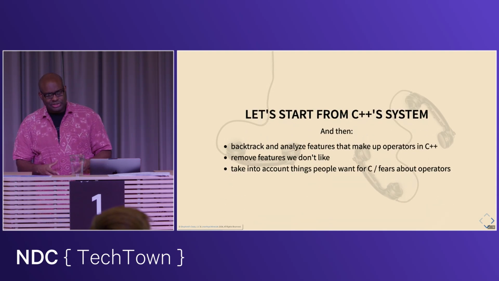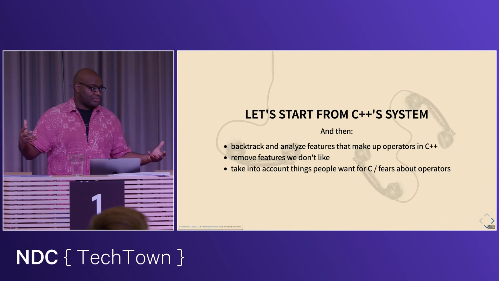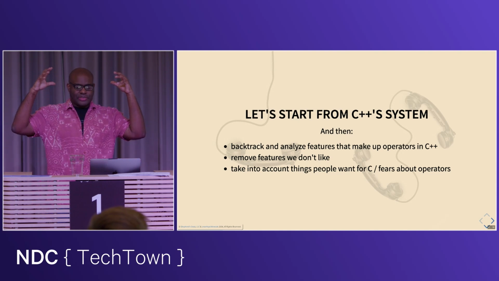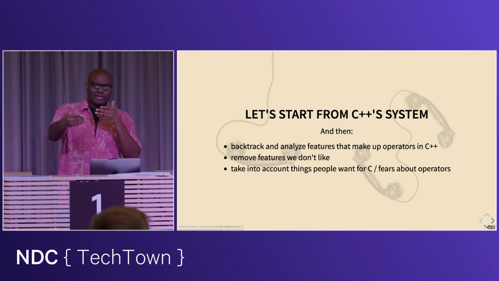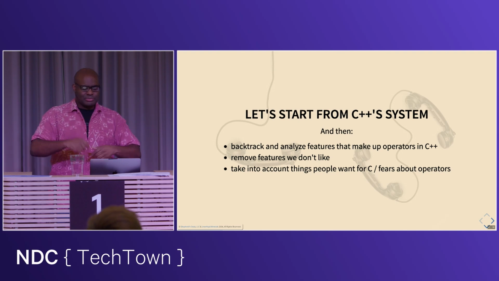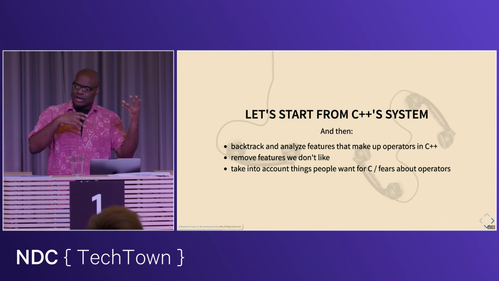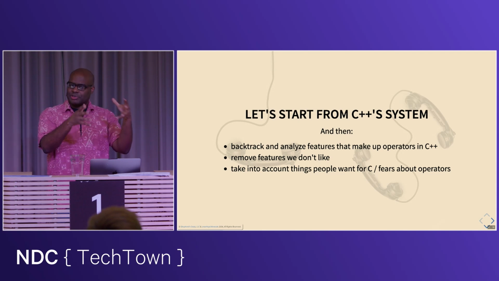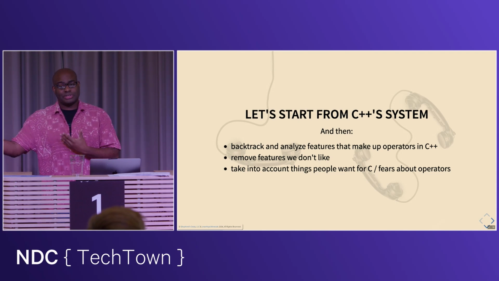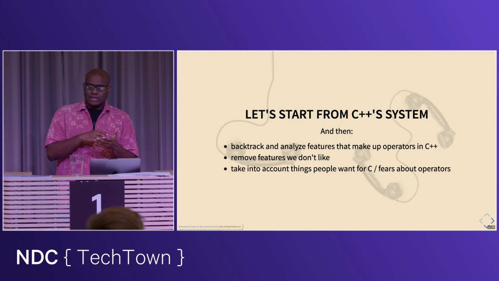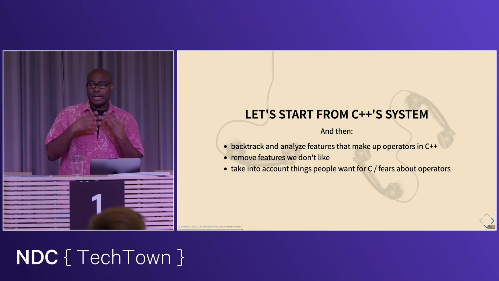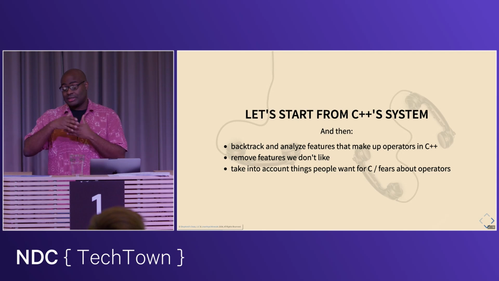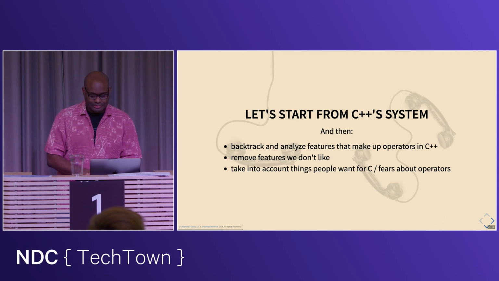And the way this talk is going to be structured is that we're going to start from a C++ system, right? So we're going to start from all of the things that make operators work in C++, or most of the things that we care about, right? And then we're going to see if we can backtrack and analyze and remove and cut away and think about and design our way away from the C++ way of doing things, and maybe into something that's more friendly towards C, right? So try to figure out some ways that we can make the feature set applicable to C without sacrificing some of C's core tenets, and hopefully allay people's fears about operators in the process while we're doing that, right?